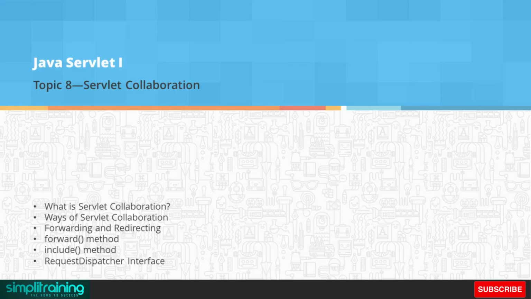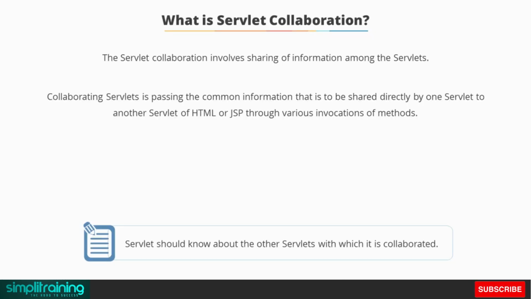We now move to servlet collaboration, and we'll understand what servlet collaboration is, what the ways of servlet collaboration are, what forwarding and redirecting are, the forward and include methods, and the RequestDispatcher interface. Servlet collaboration involves sharing of information among multiple servlets. Collaborating servlets pass common information that is to be shared directly by one servlet to another servlet, HTML, or JSP through various invocations of methods.